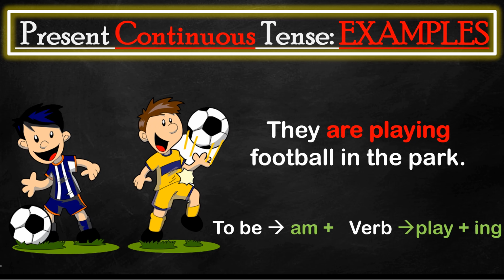If there are two boys and you are explaining it to your mother when you come back that I still want to play because my friends, they are playing football in the park. So then that is an example of present continuous tense. Here you use the to be form am, along with that you use the root verb play, to that you add ing, and therefore there you have it, present continuous tense.